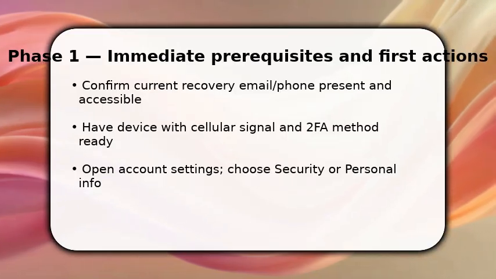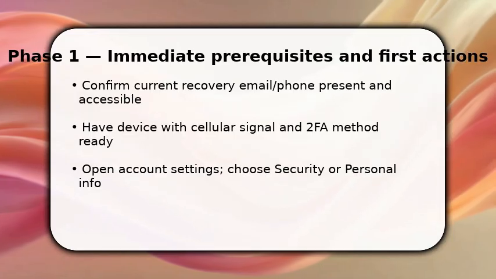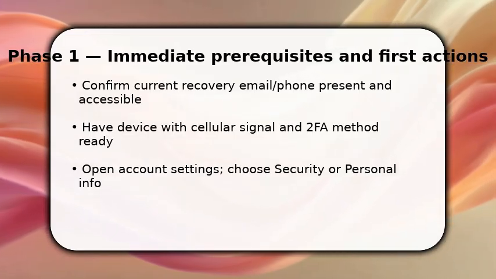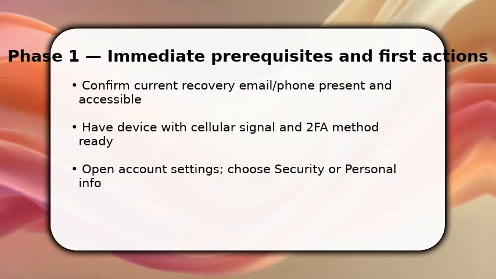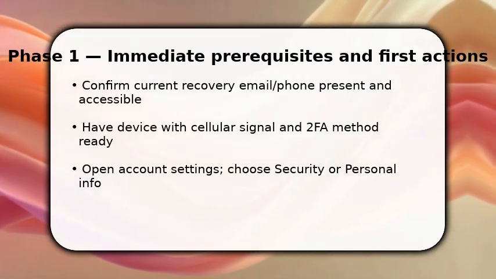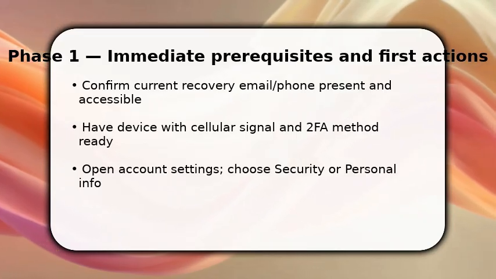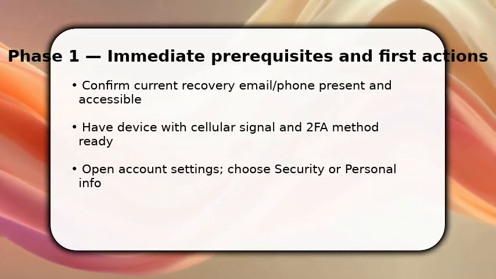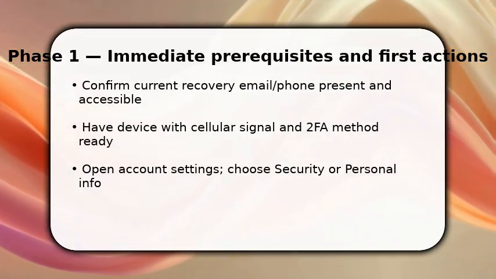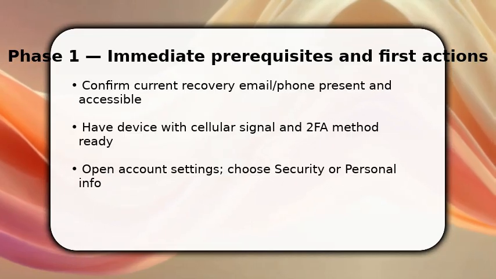You start by signing into the email account you intend to update. Use the primary device with Signal because you may receive verification codes. Once signed in, navigate to Account Settings, then Security or Personal Info, depending on provider. Make sure two-factor authentication is active. If not, enable it now to protect access.